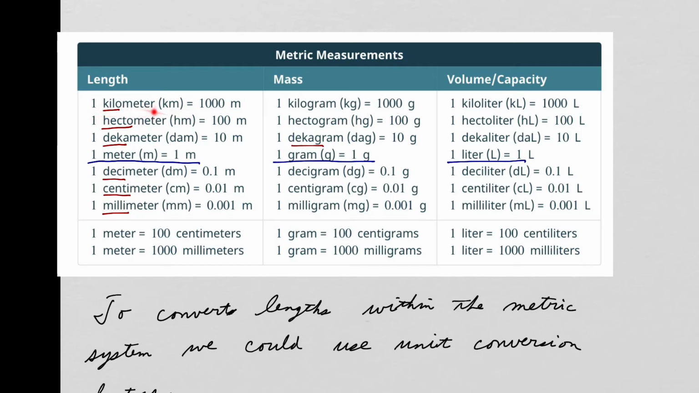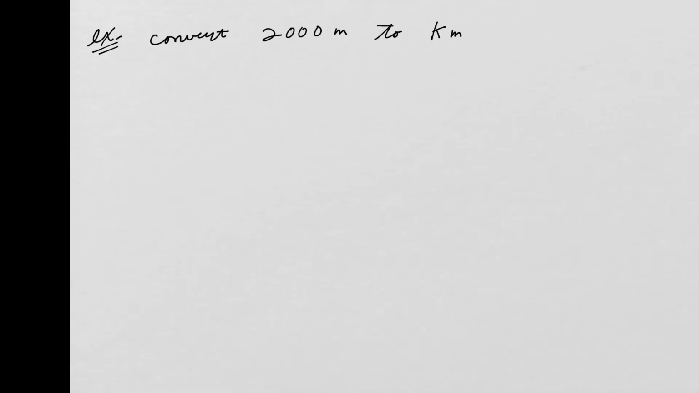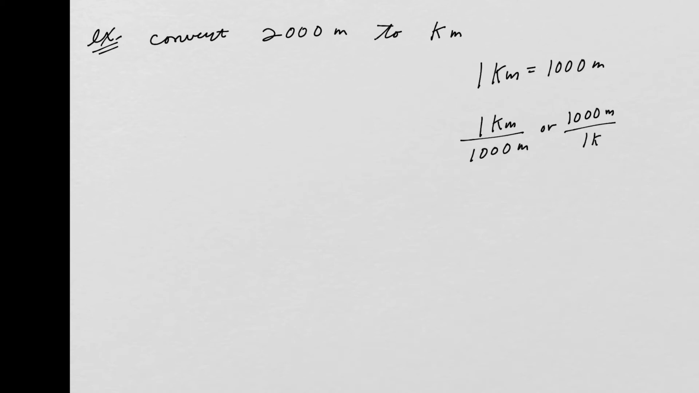We know that 1 kilometer is 1,000 meters, right? So I'm going to use that. So 1 kilometer is equal to 1,000 meters. So for my unit conversion factor, I can either write this as 1 kilometer over 1,000 meters, or I could write it as 1,000 meters over 1 kilometer.